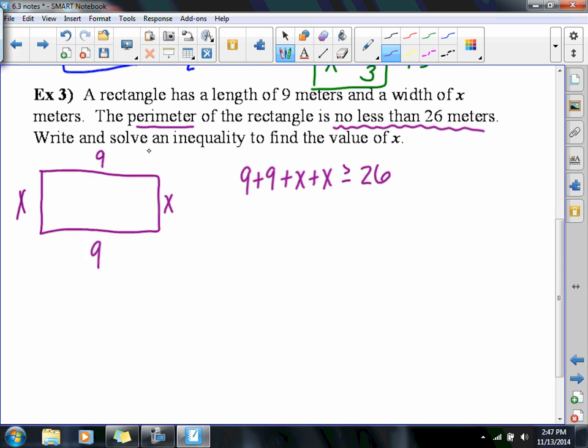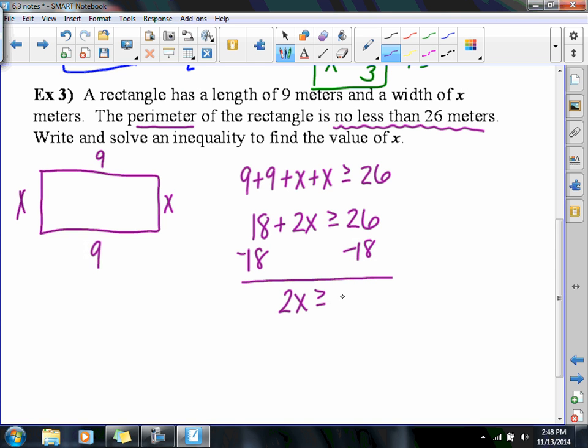Okay, so write and solve an inequality. So we already wrote the inequality. I'm just going to clean it up a little bit by combining my like terms. So I'll have 9 and 9 is 18, and x is 2x. And then I'm going to solve this for x. So I'll subtract the 18. That's good because now my x, my variable, is all by itself on the left side. Okay, 26 minus 18 is going to be 8. Now I do have to divide it by the 2 to finish getting the x completely by itself. So x is greater than or equal to 4.